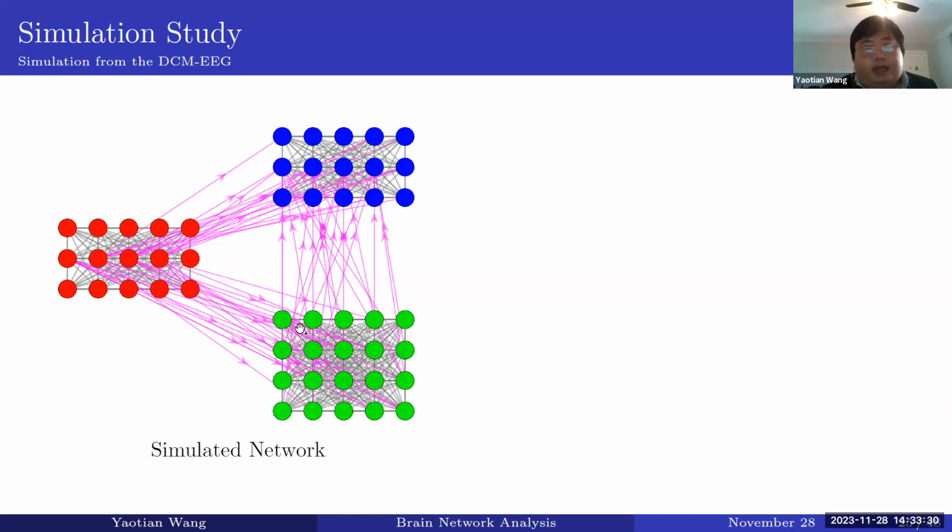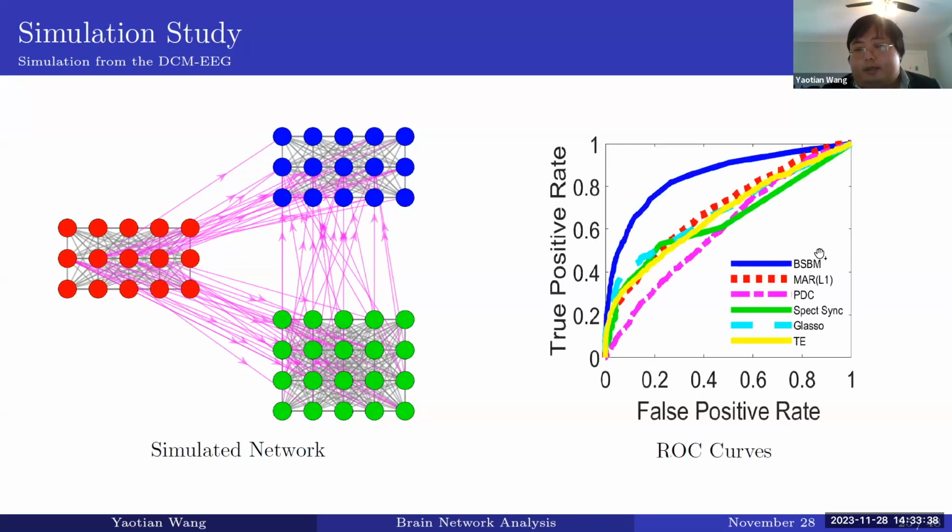We simulate time series data based on this network structure and analyze this time series data using our method, the BSBM, and other competing methods: the multivariate autoregressive model with a L1 regularization term, partial directed coherence, spectral synchrony, graphical lasso, and transfer entropy. From these ROC curves, we found that our method achieves the largest area under curve and outperforms all other competing methods. So this also demonstrates the robustness and efficiency of our model.